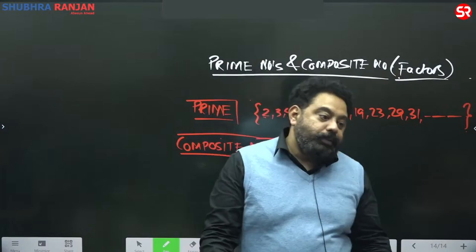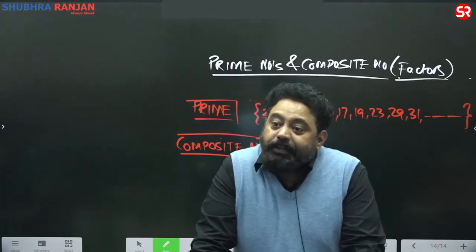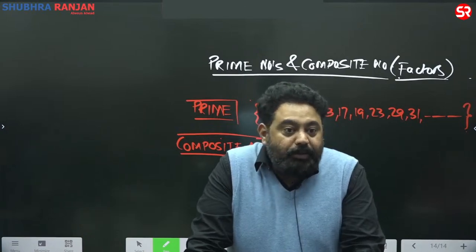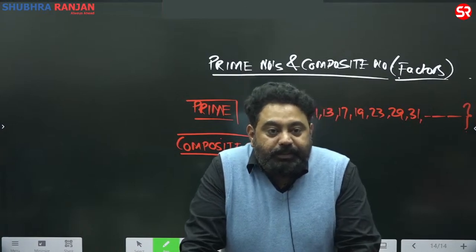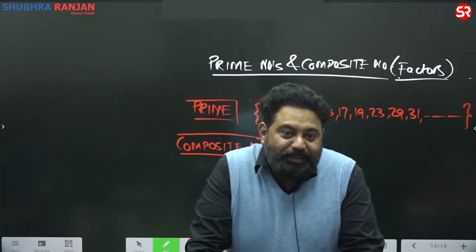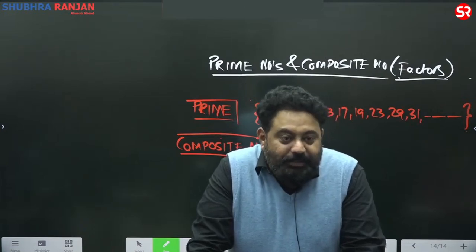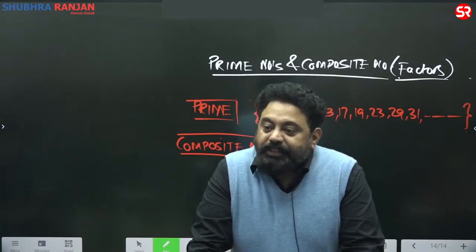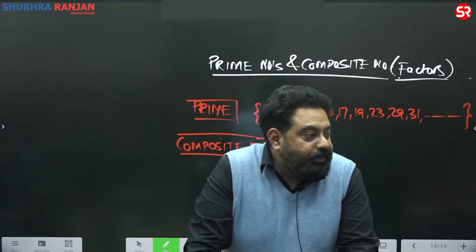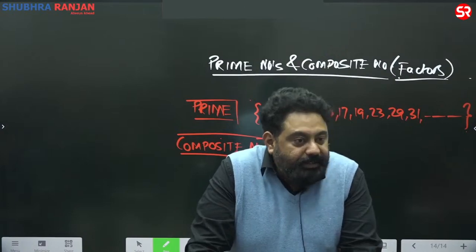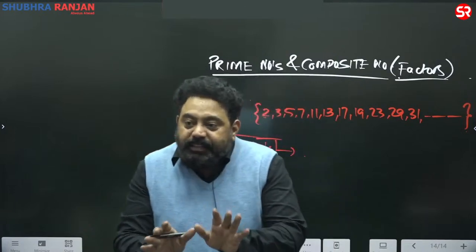Nine is a composite number. Why? The factors of 9 are 1, 3, and 9. There are 3 factors. 32 is a composite number. Why? The factors of 32: 1 is a factor, 2 is a factor, 4 is a factor, 8 is a factor, 16 is a factor, 32 is a factor. So composite numbers are numbers having 3 or more factors. 10 is a composite number. The factors of 10 are 1, 2, 5, and 10. Clear? Right?